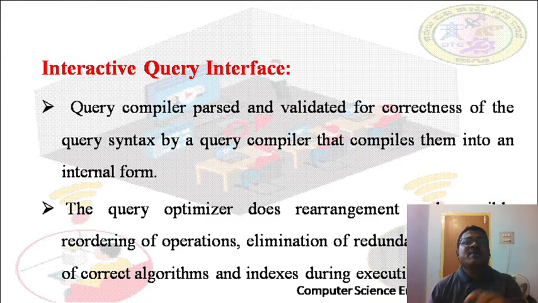And the query optimizer handles reordering of operations, elimination of redundancy, and use of correct algorithms and indexes during execution. These are the functions performed with the help of the interactive query interface module.